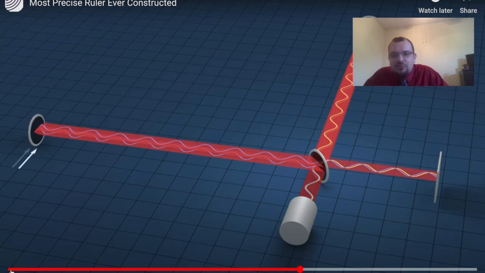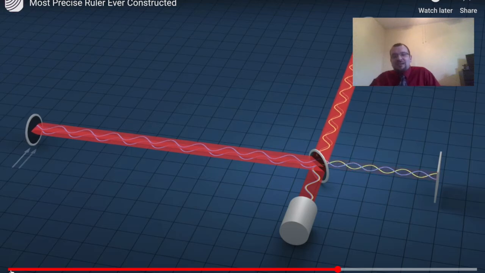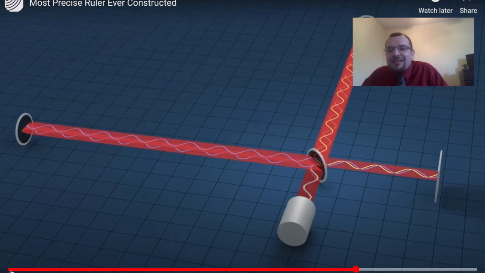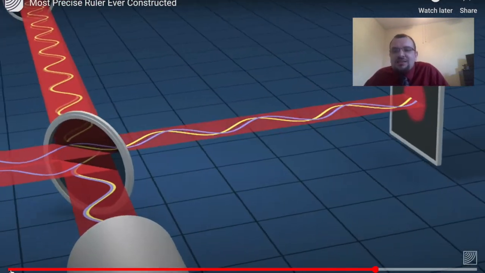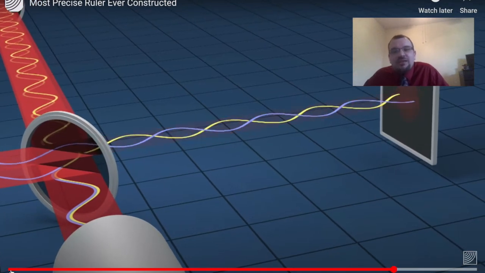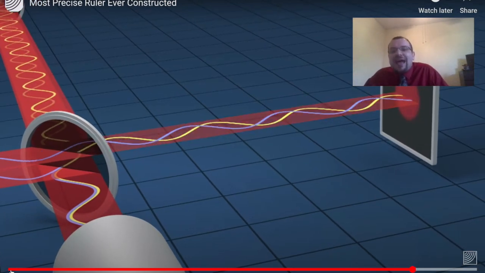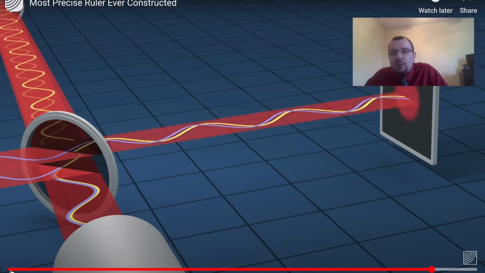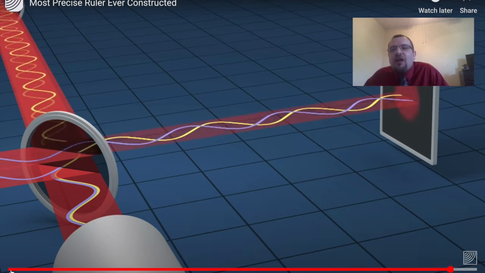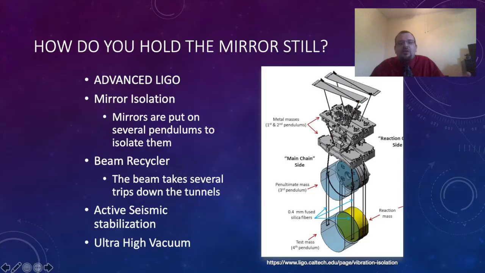As the mirrors move back and forth, they go in phase and out of phase, which affects the brightness. So that can then be detected on this detector as it goes bright, dark, and that is how they are able to make the most accurate measurements of just how long. One of the keys to all of this is, how do you hold the mirrors so still? Because any vibrations in the mirrors is going to throw off your results by a lot.